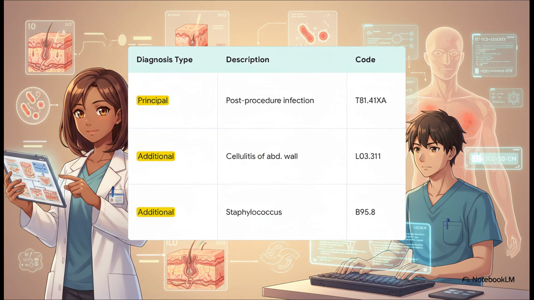But now watch what happens when we flip the script. In this scenario, the patient has an infection after surgery. The main reason they're being seen now isn't the original procedure, it's this new problem, this complication. So the code for the post-op infection goes first. Then you specify what kind of infection it is, cellulitis, and if you know the bug, you code that too. See, the sequencing tells a completely different clinical story.